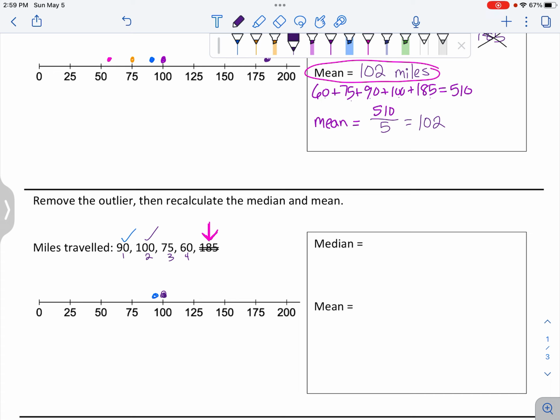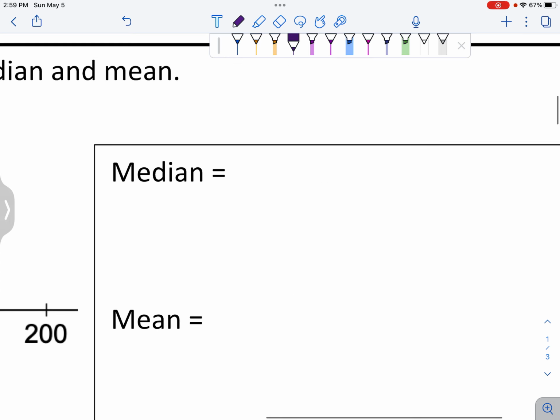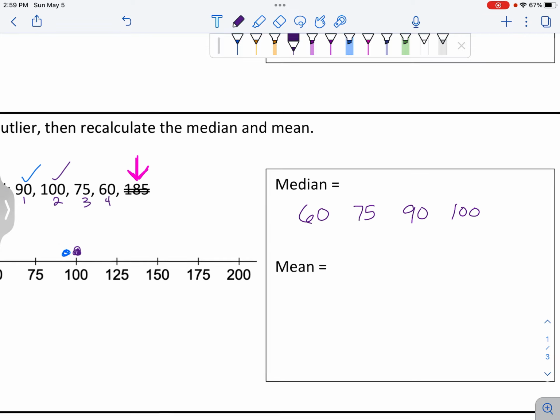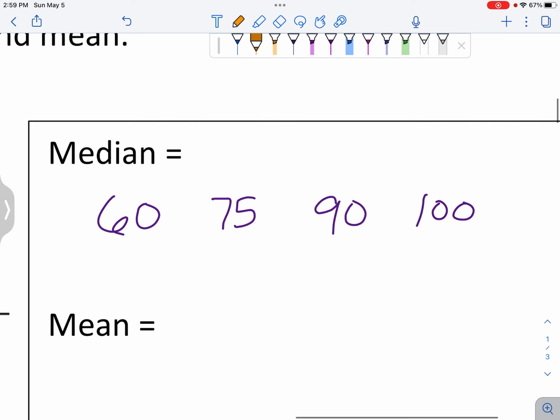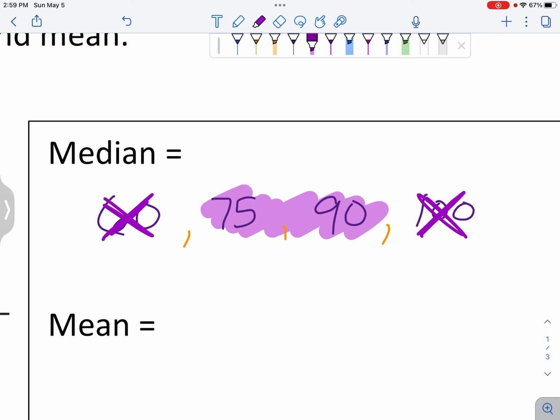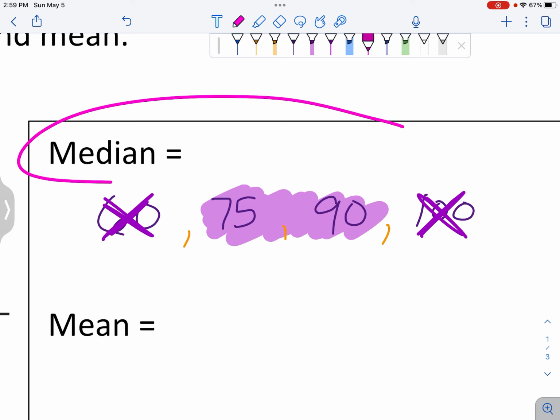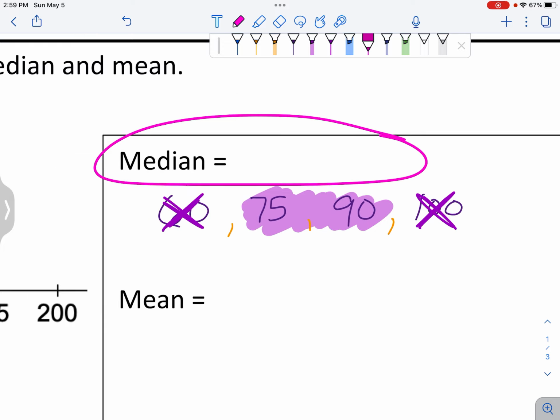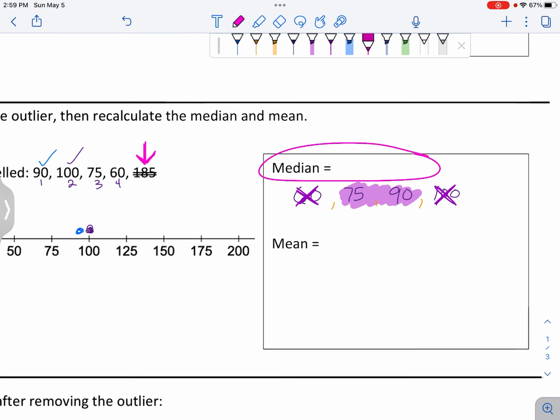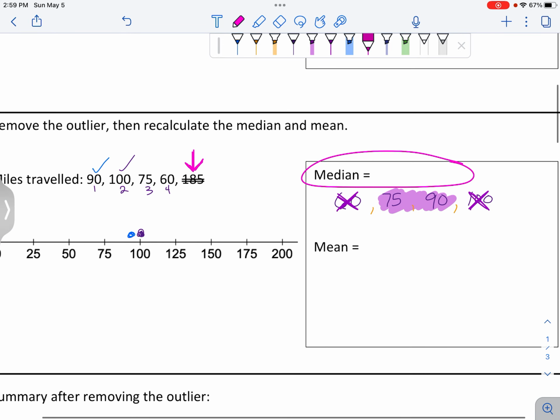I'm going to quickly write that down for you though, just in case you forgot. So there's going to be 60, 75, 90, and 100. Quick double check that those are right. Yes. So when you cross out beginning and end, this is as far as you can go. Cross out, cross out. You need to find the middle number of these 2. Do you remember how to do that? Add them up and divide by 2. That number will be the median, the new median. Then you will need to find the mean. Don't forget to divide by 4 because there's 4 data points.